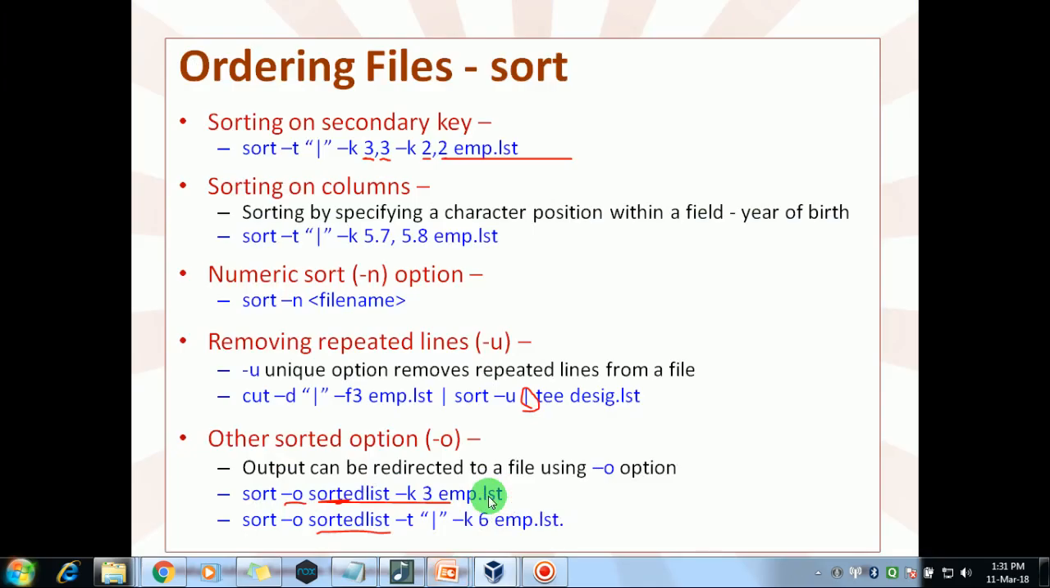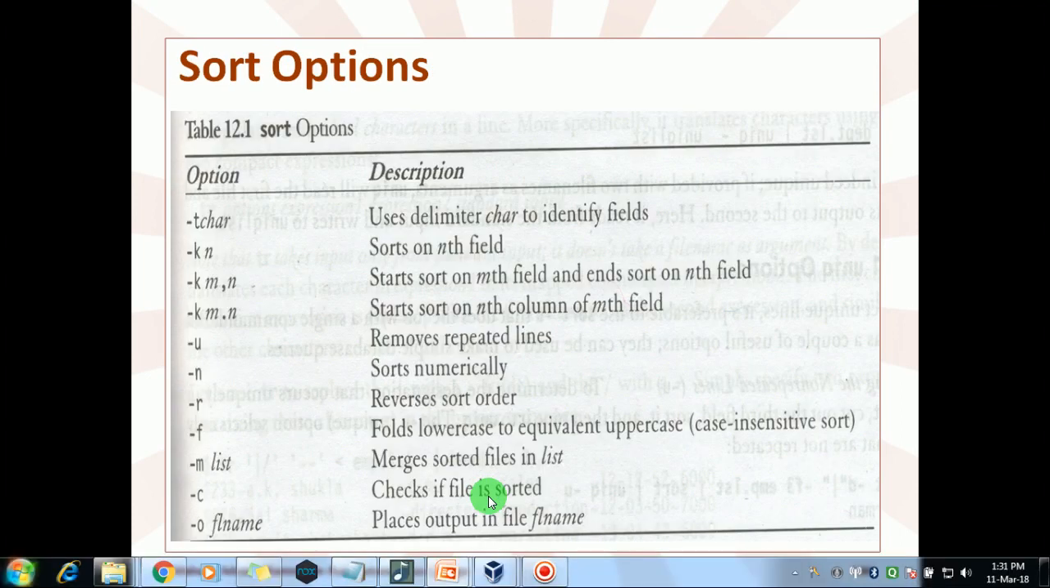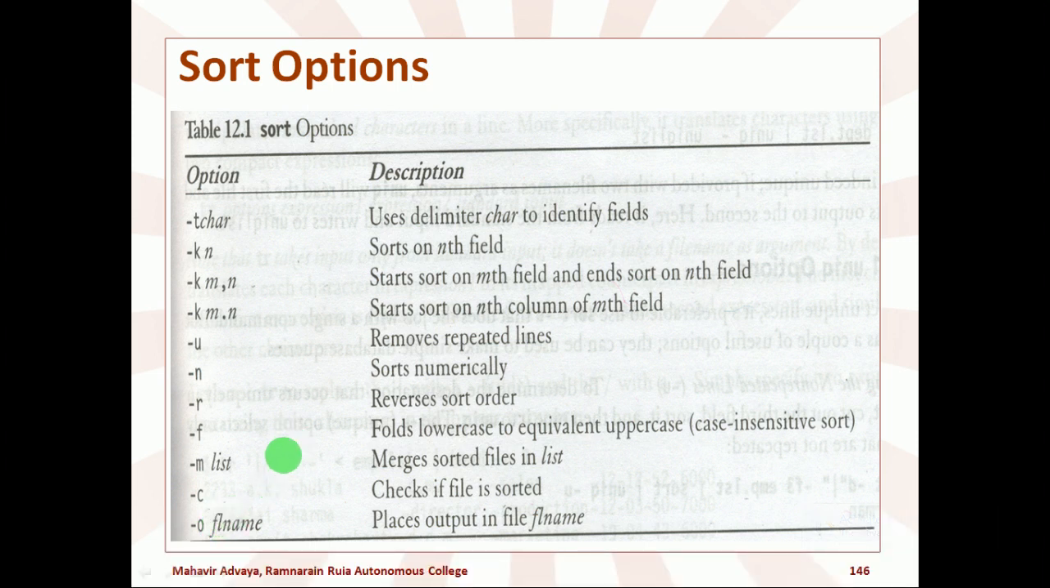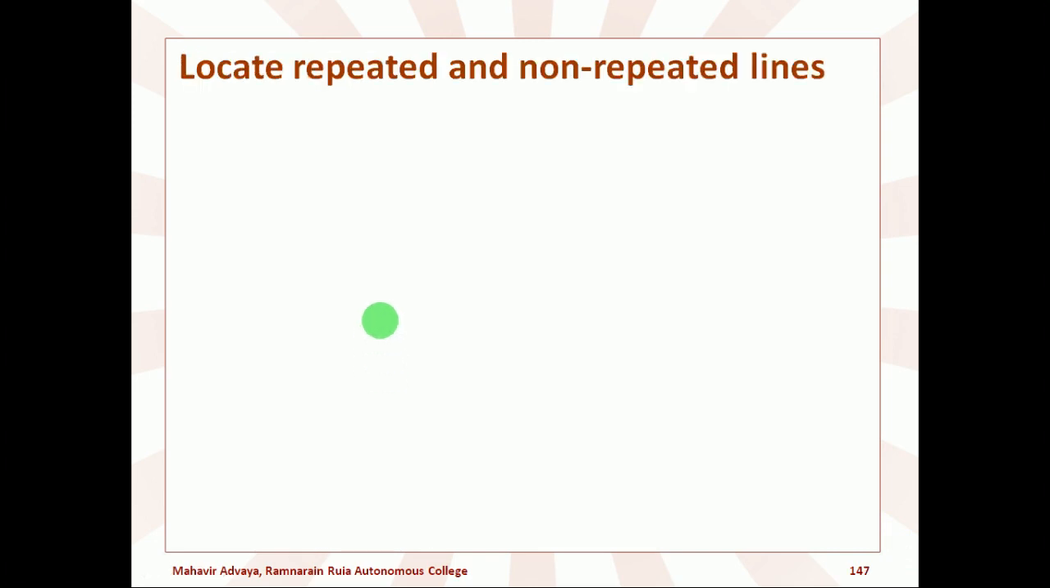Then let's have a look at another command. These are all various options that you can use with sort: numeric sorting, reverse sorting, lowercase to equivalent uppercase, so here we won't have the case sensitive problem, and merging sorted files in the list. So you can check out these options. And -o with a file name is what we used in the last command. So these are various sort options.